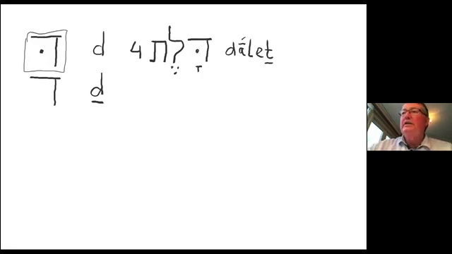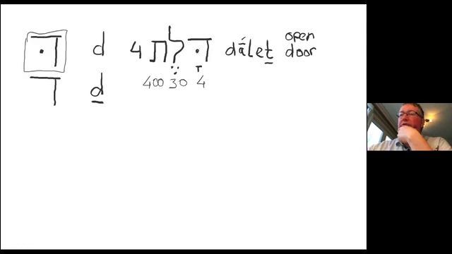The meaning of Dalet is door, and even better, it is an open door. And the numbers of the name of the letter, that is 4 plus 30 plus 400. So we get 434.